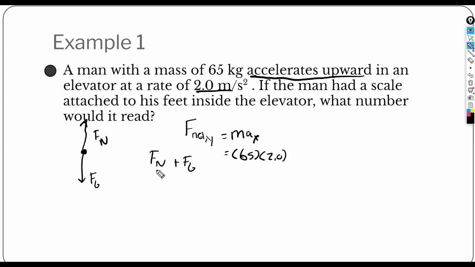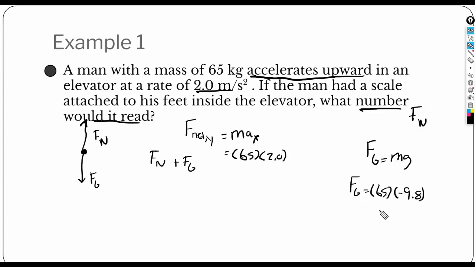Okay, and now I look at the question. The number on the scale is not the force of gravity, it's actually the normal force, right? Because that's telling you how hard the scale is pushing on you. So if I want to find the normal force, to solve this equation, I need to know what Fg is. And I can calculate that because I have an equation for that. Fg equals mg. So I take the mass, which is 65, g, negative 9.8 meters per second squared.